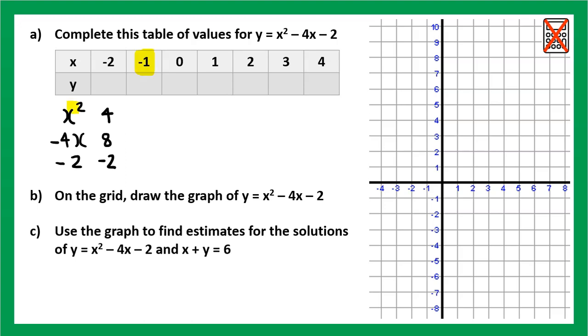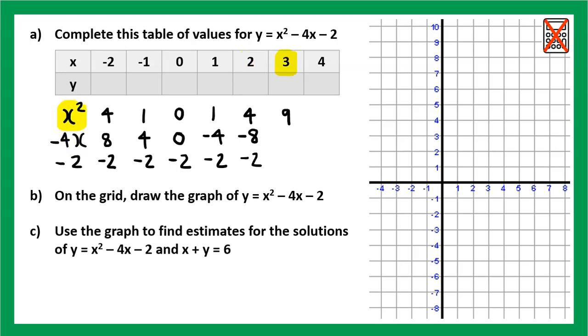Next we have -1. -1 squared is 1. -1 times -4 is 4. And take away 2. 0 squared, 0. -4 times 0 is 0. And then minus 2. 1 squared is 1. Timesing by -4 is -4, minus 2. 2 squared, 4. Timesing by -4 is -8, minus 2. 3 squared is 9. Times by -4 is -12, minus 2. And lastly, we have 4 squared, which is 16. Timesing by -4 is -16, minus 2.